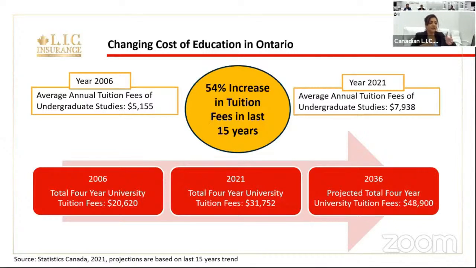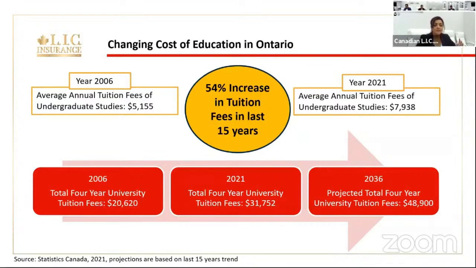And if we are talking about a 4-year university course, which was costing only $20,000 in 2006, now it's $32,000, right? If we go with the same trend, the same increment, down the road 15 years, what we are looking at is close to $50,000. That's the cost of tuition fee we are looking at.